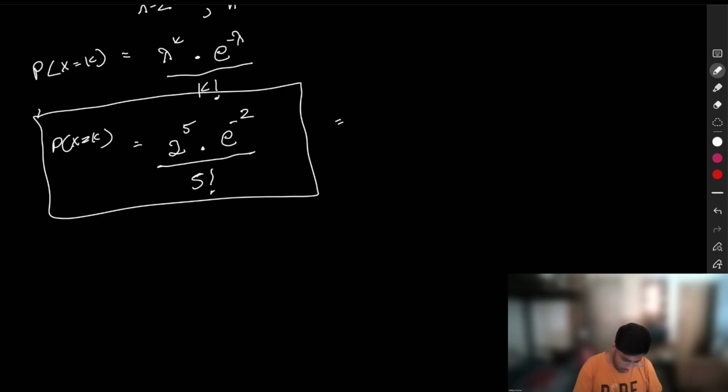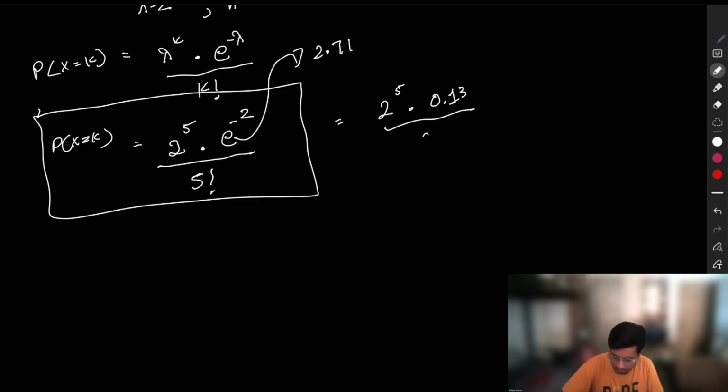If you don't know the value of e, it is always 2.71. So here the value of e raised to the power minus 2 is 0.13, upon 5 factorial. Now let's calculate it. We just have to multiply this by 32 upon 5 factorial. So what is 5 factorial?